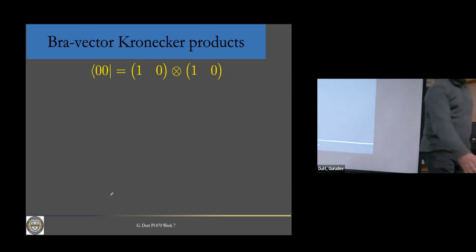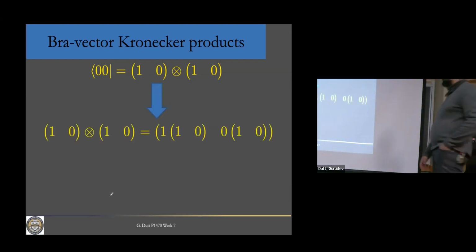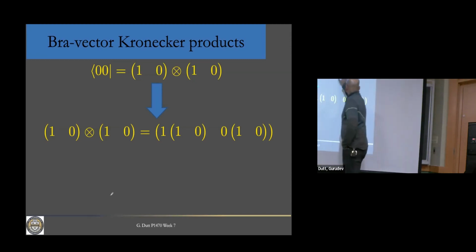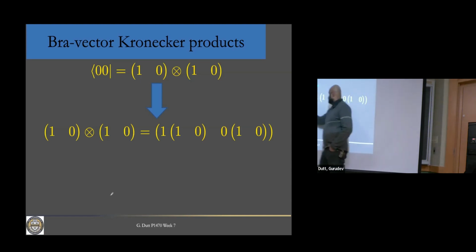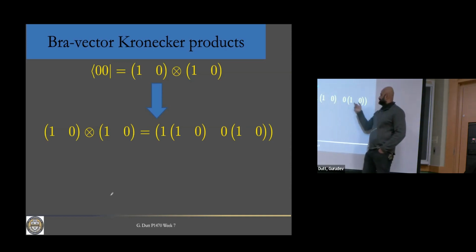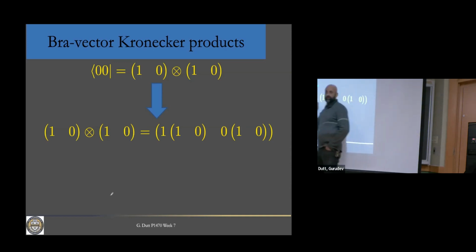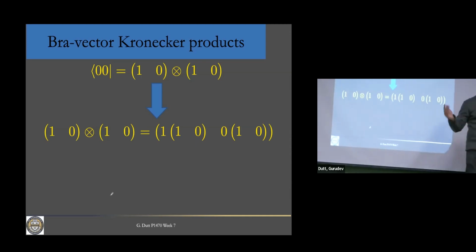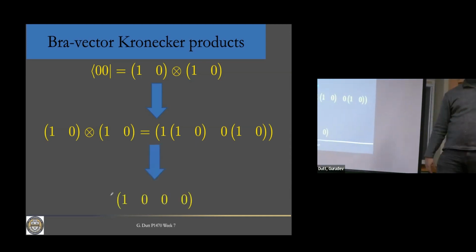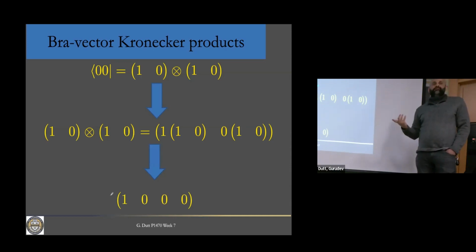So bra vector 0, 0 is just taking the bra vector for the 0 state, which is the 1, 0 row vector, Kronecker product with the 1, 0 row vector for the other one. So that's just 1, 0 tensor 1, 0. And then by the rules of linear algebra, I just take that into each of these elements in the row vector. So that's 1 with this row vector and 0 with that row vector. So it must just be 1, 0, 0. So it's basically taking that column vector I wrote for the state and turning it on its side. It's a transpose, if you like.